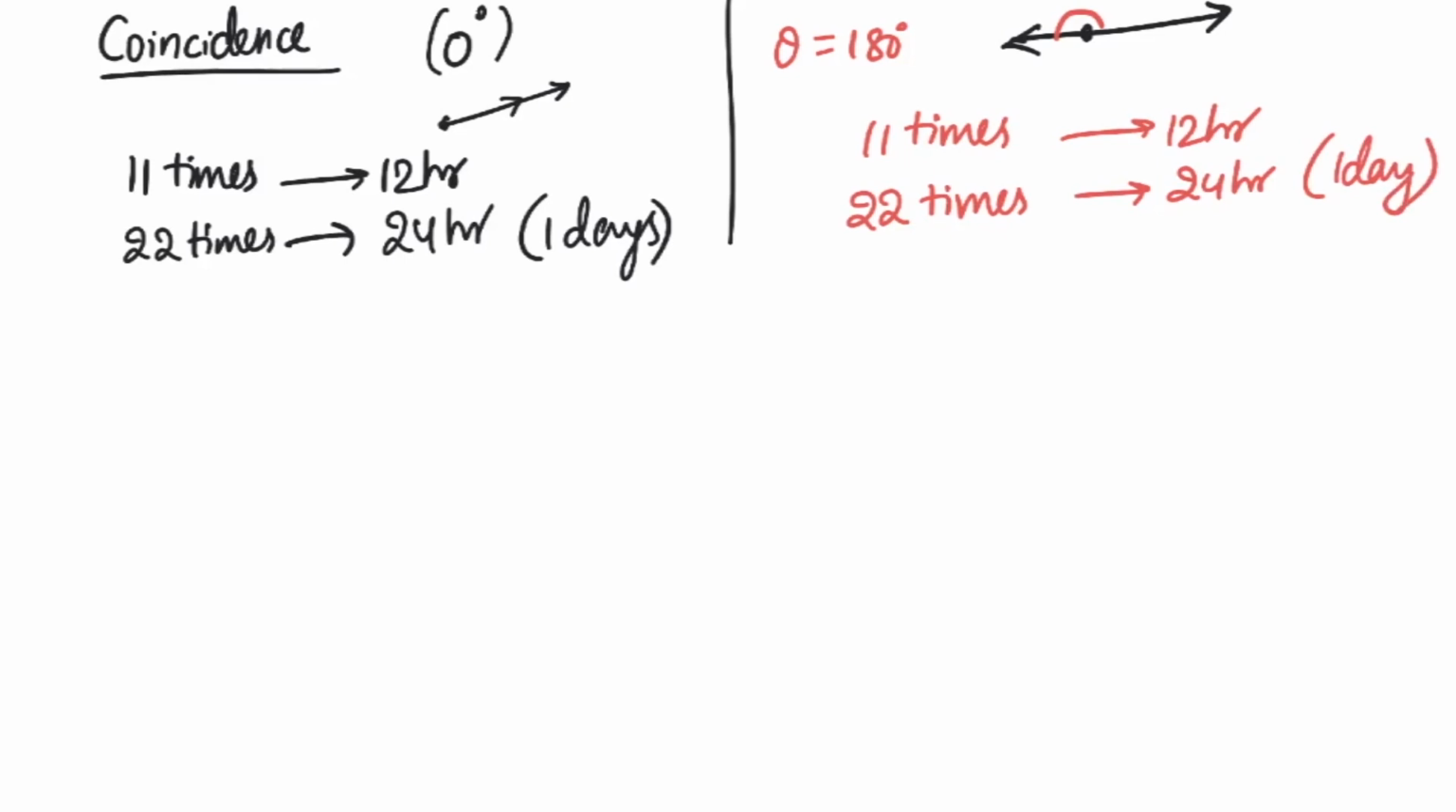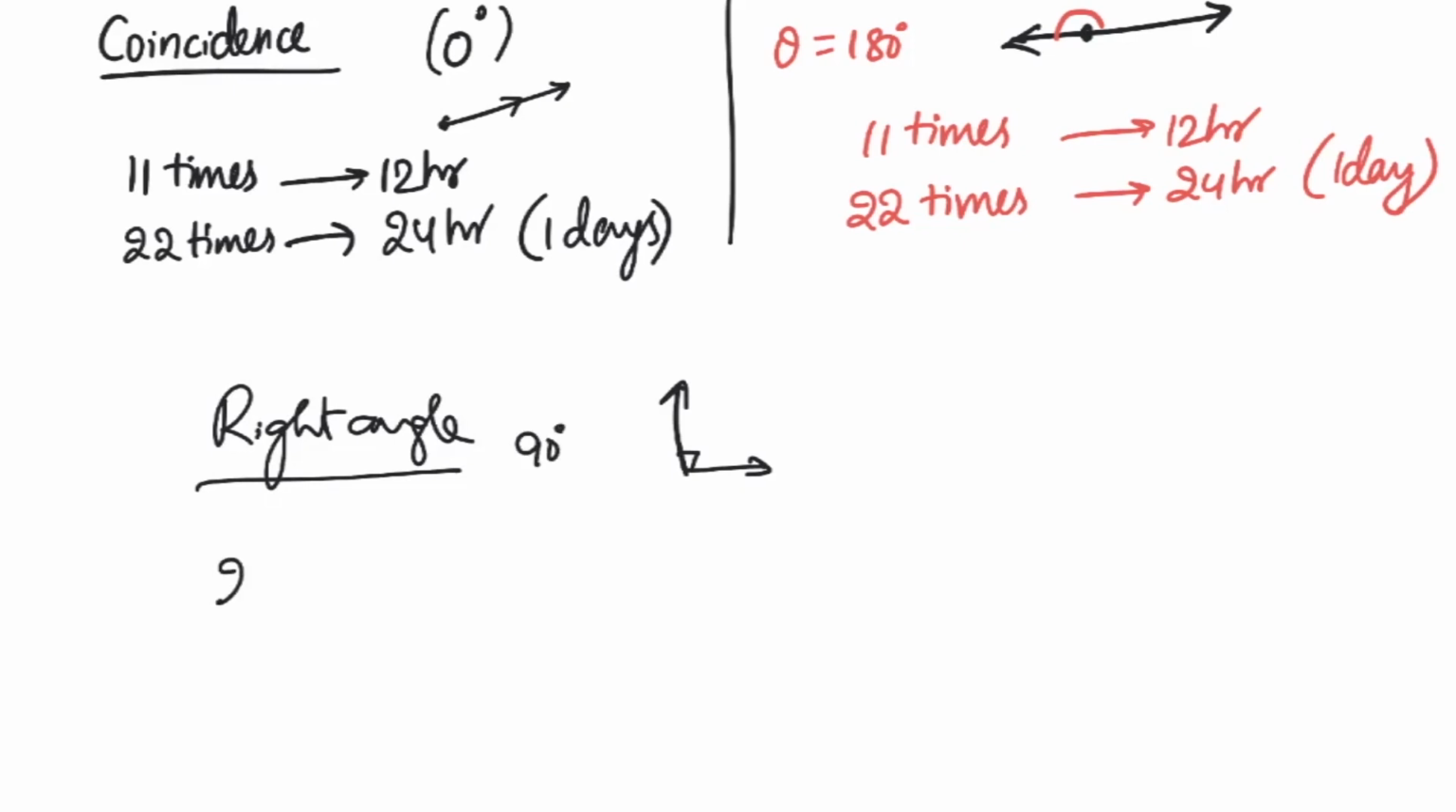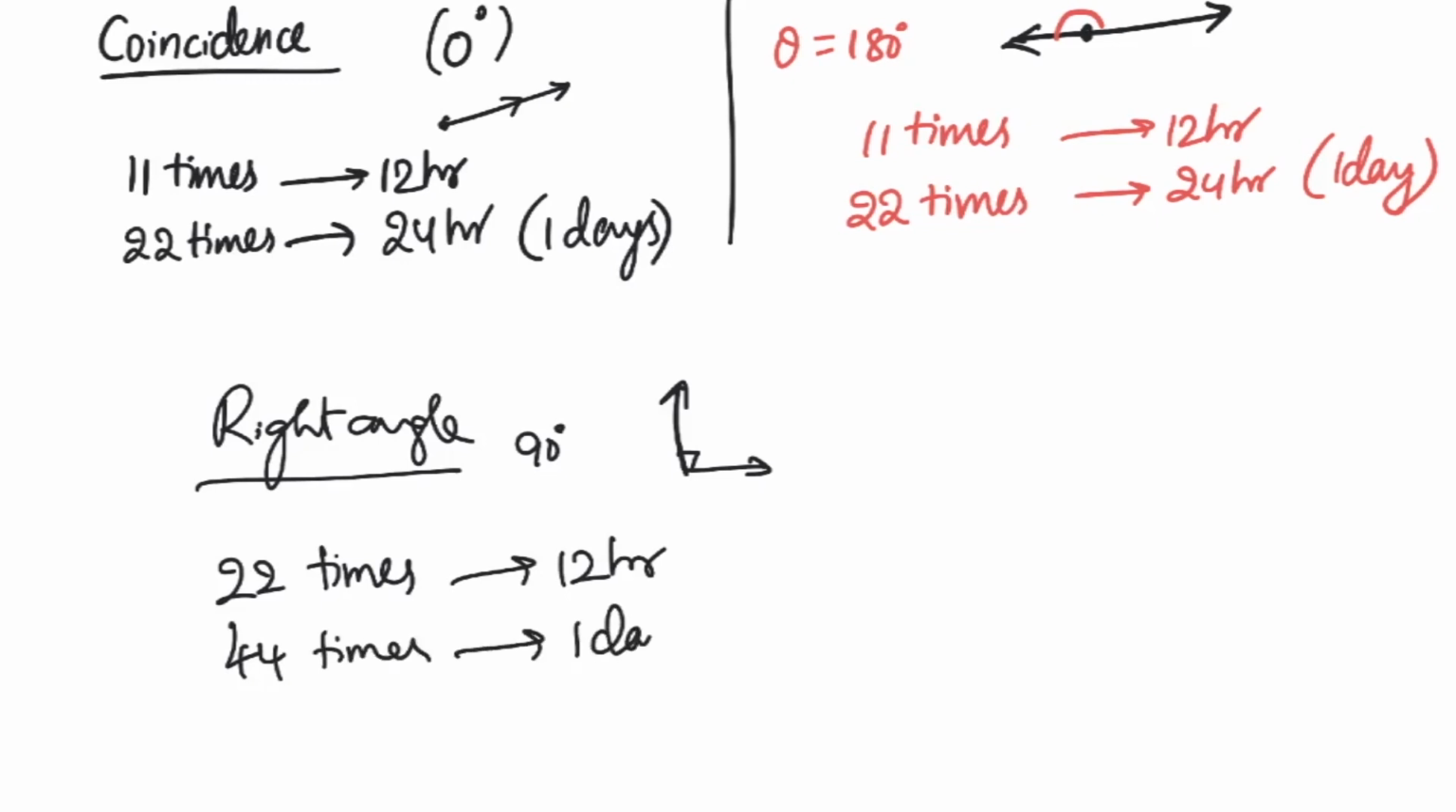Similarly, both the hands make right angles. What is meant by right angle? A 90 degrees angle. The angle between the hands is 90 degrees, and that happens 22 times in 12 hours and 44 times in 1 day. These points are asked in many examinations directly.